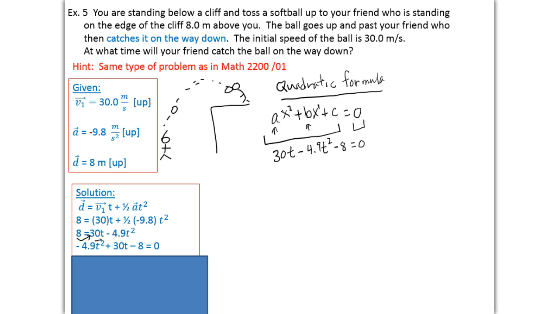Now we sort of like to have this in the order it was given to us up here for the formula, where the squared term is always first. So we take the negative 4.9, and we're just rearranging, we're not changing the values on any numbers. T squared. This is a positive 30t, so keep it positive.